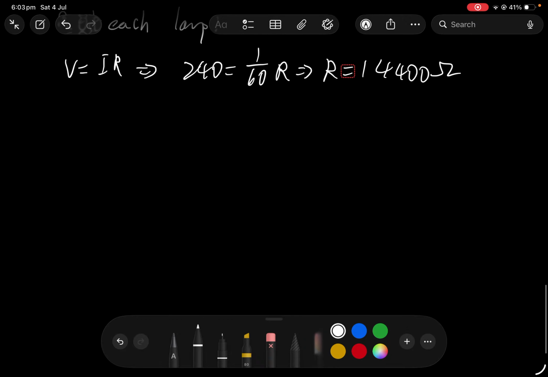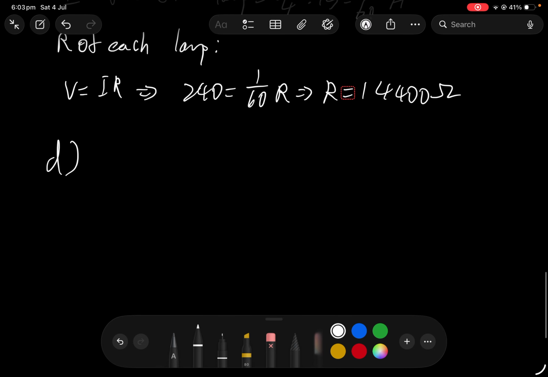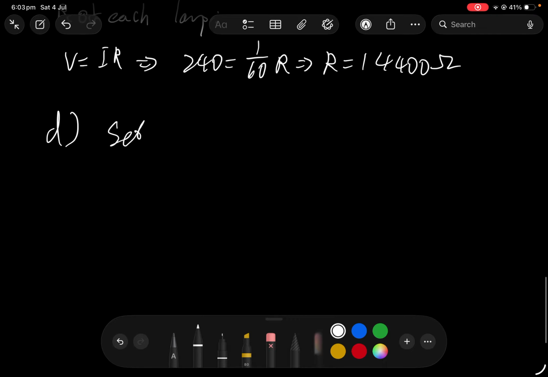And part D, we are asked that the user wants to replace the burnt out lamps. By mistake, the lamps are interchanged. That is, the lamp from set B is placed in set A and the lamp from set A is placed in set B. Describe what is likely to happen in each set when turned on again. Explain your reasoning. Okay, so let's first see what happens in set A.